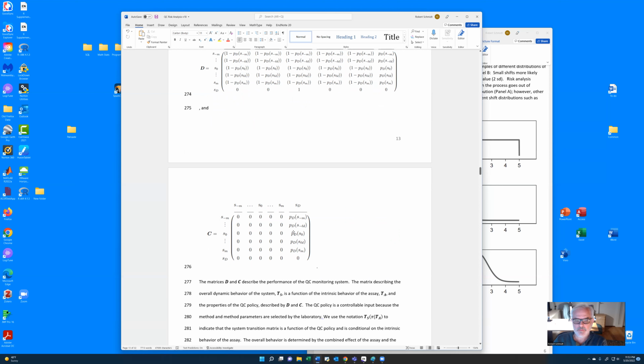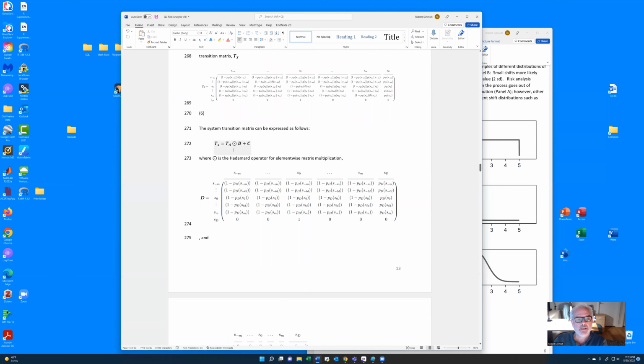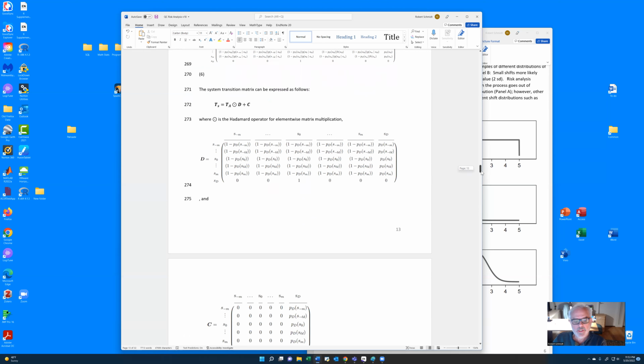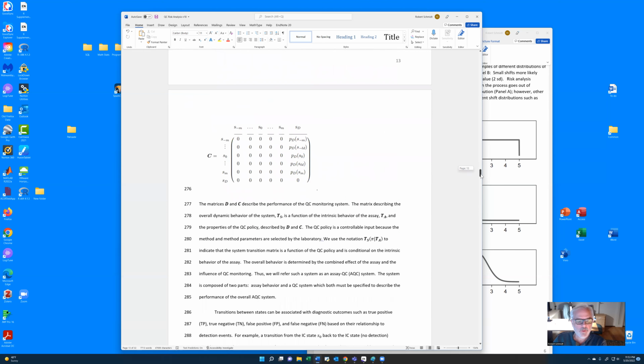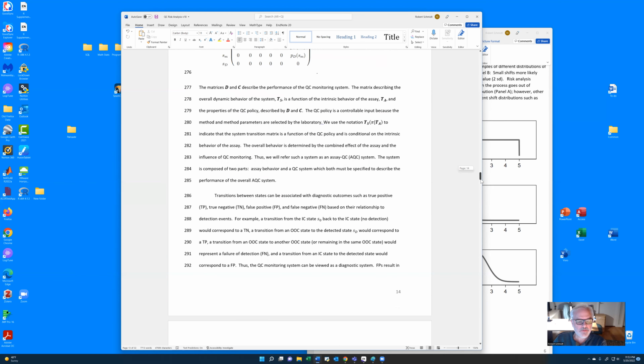So these matrices are comprised of data that come from properties of the QC system, where T sub A is comprised of data that just comes from the intrinsic behavior of the assay alone. So there's two different things combined to give the overall behavior of the system. So we can figure all that out if we know these matrices.